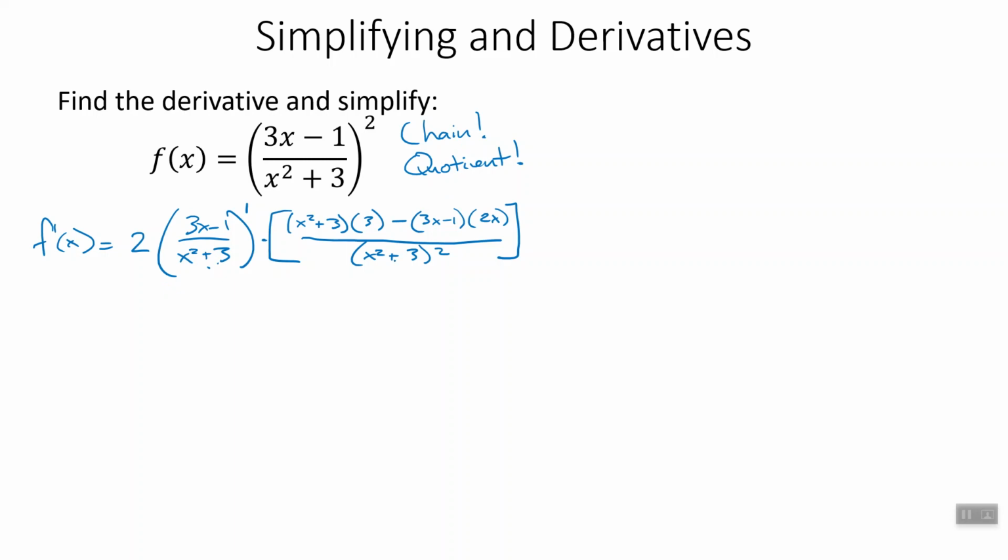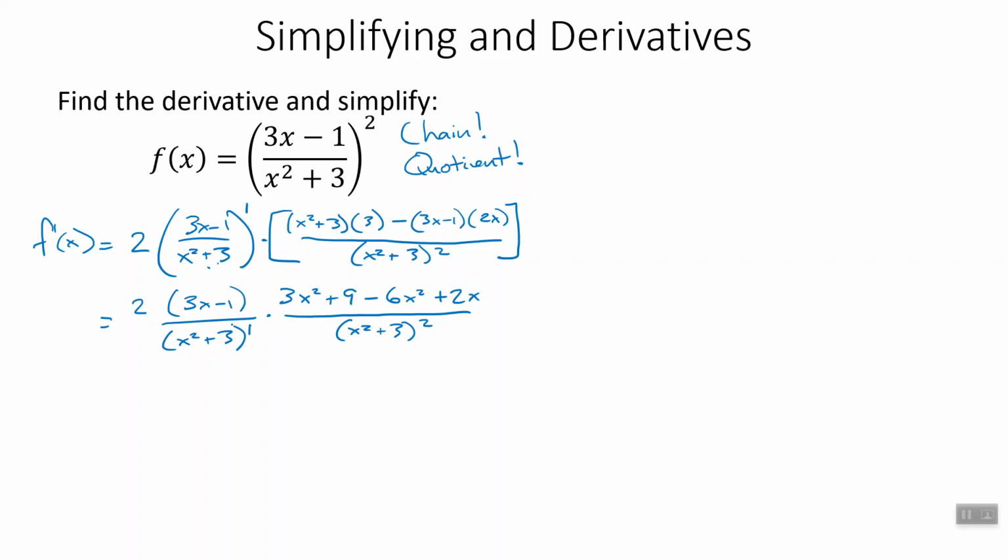We've got an x squared plus 3 and 2 more of them here, so we can put those together. Let's just see what happens. So we've got a 2, we've got a 3x minus 1, we've got an x squared plus 3. Nothing really changes there. On top, we're going to have 3x squared plus 9, minus 3x times 2x is 6x squared, minus negative 1 times 2x is going to be plus 2x, all over (x squared plus 3) quantity squared. So this to the first.